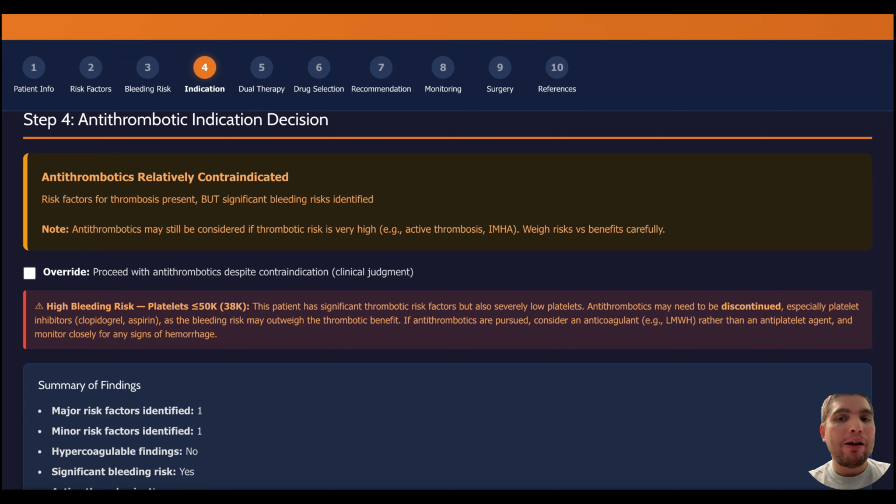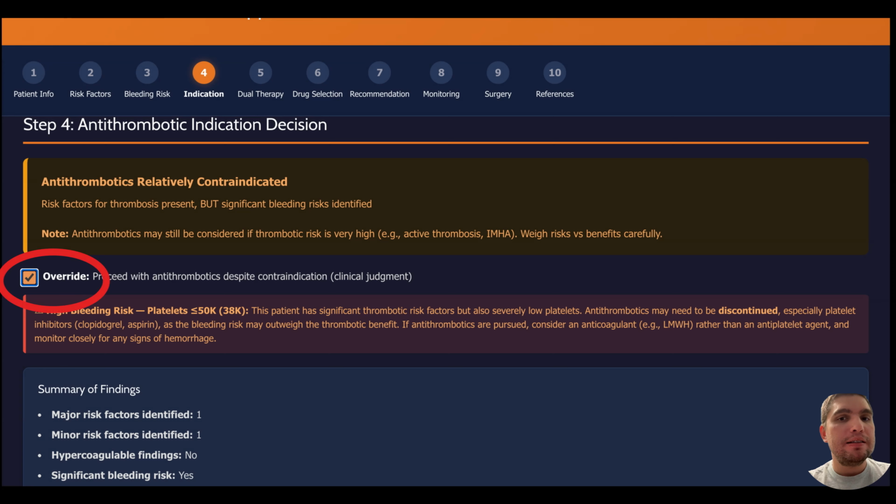And in the next 12 hours, the dog started bleeding in the GI tract. So it was the right decision not to start antithrombotics. But let's say for some reason you decided to override this decision and you still wanted to do antithrombotic therapy. You're going to click here so that you can come up with a specific protocol. You're going to click next.